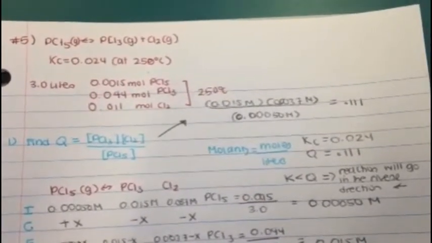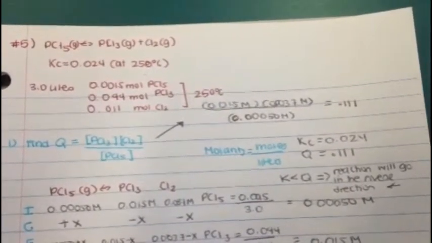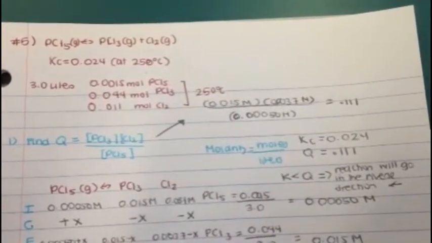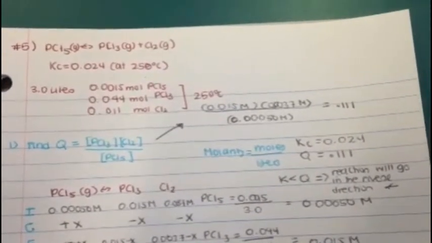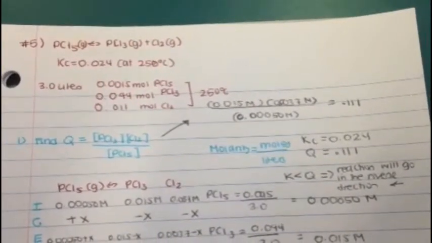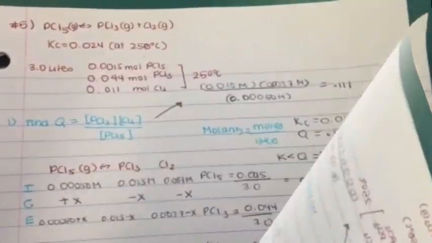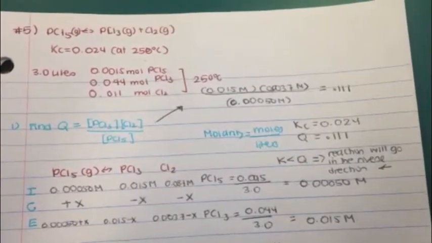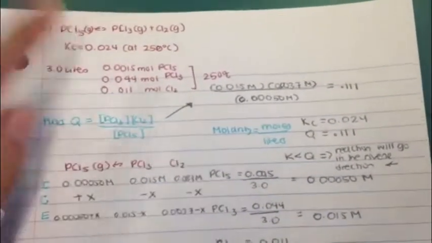For PCl5, there are 0.0015 moles. For PCl3, there are 0.044 moles. And for Cl2, there are 0.011 moles. We are also given the total amount of liters, which is 3 liters.